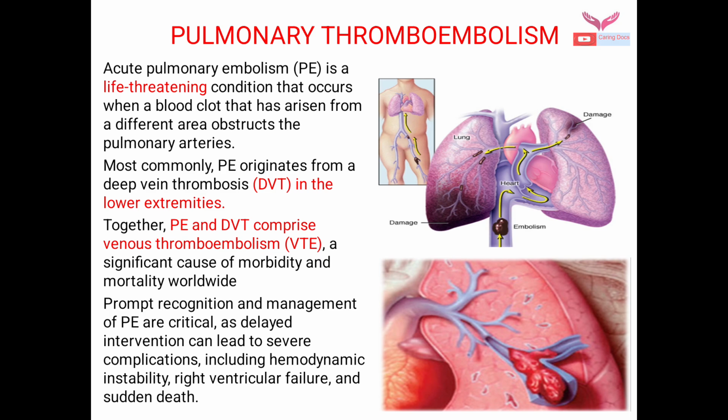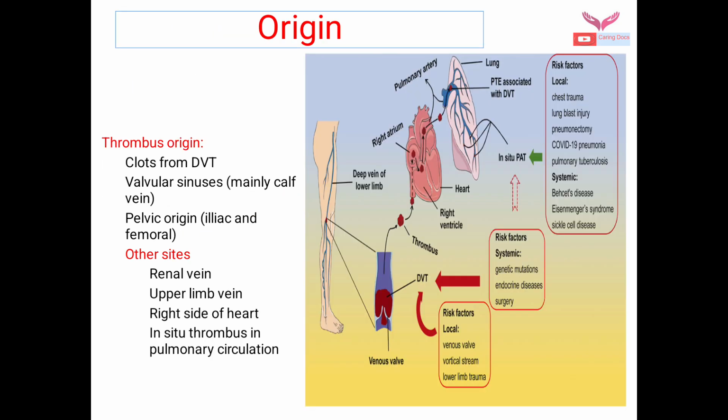So, prompt recognition and management of pulmonary embolism are critical, as delayed intervention can lead to severe complications including hemodynamic instability, right ventricular failure and sudden death. The origin of the thrombus is usually deep vein thrombosis in the lower extremity, valvular sinuses, mainly the calf vein, and pelvic veins like the iliac and femoral vein. Other sites, though less common, are the renal vein, upper limb vein, right side of the heart, and in situ thrombus in the pulmonary circulation.